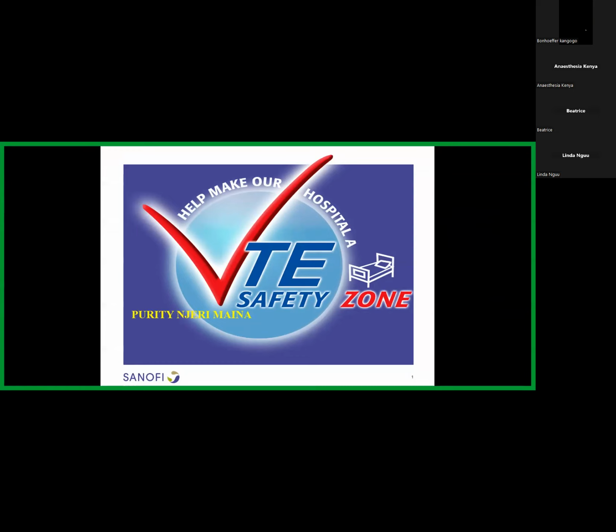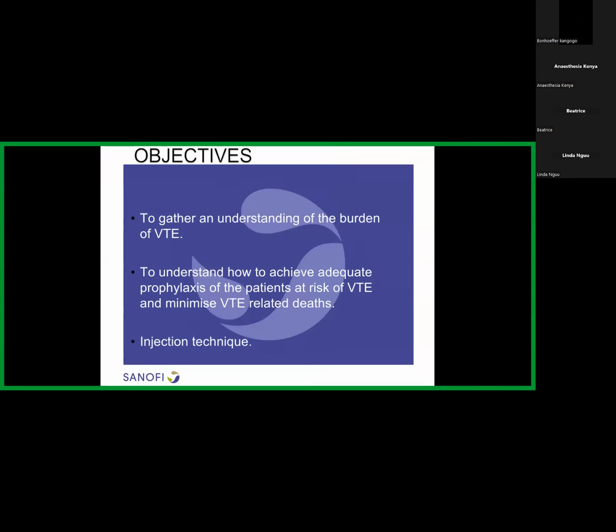We are happy to be a part of this discussion on VTE and to re-emphasize the safety that should be taken in our hospitals to ensure that we prevent PEs, as Dr. Olang has already said. You can see some of the instances where, if we had prophylaxis, we could have prevented PE. The objective of my presentation today is to remind you to gather an understanding of the burden of VTE, which Dr. Olang has done a quite good job of, and also to understand how to achieve adequate prophylaxis for the patient at risk of VTE and minimize the deaths that are related to VTE, and also have a look at injection technique while using our low molecular weight heparin.